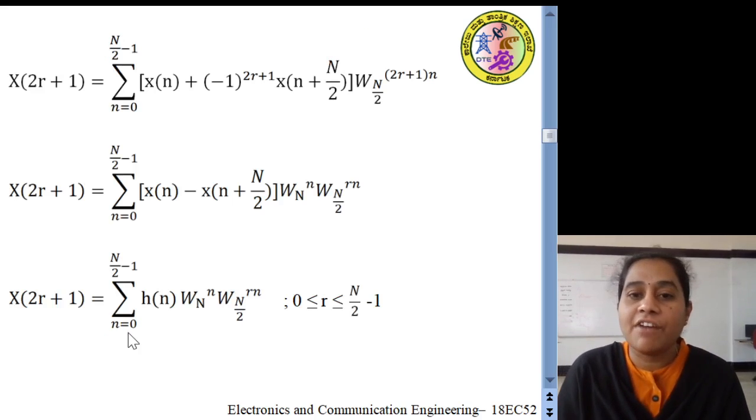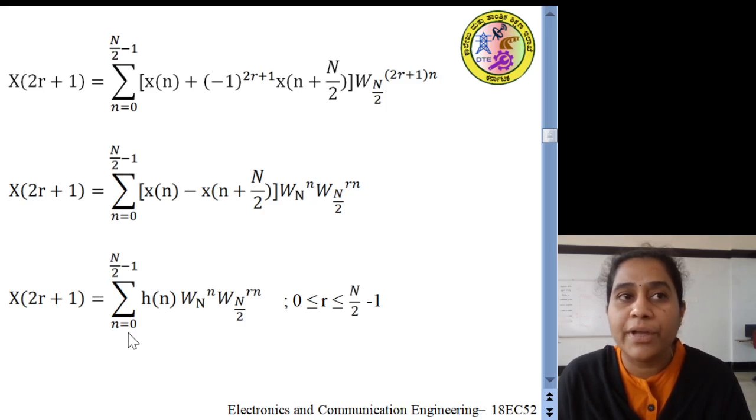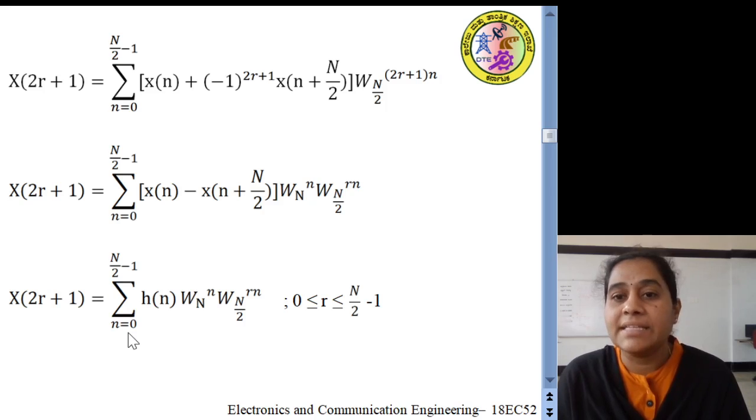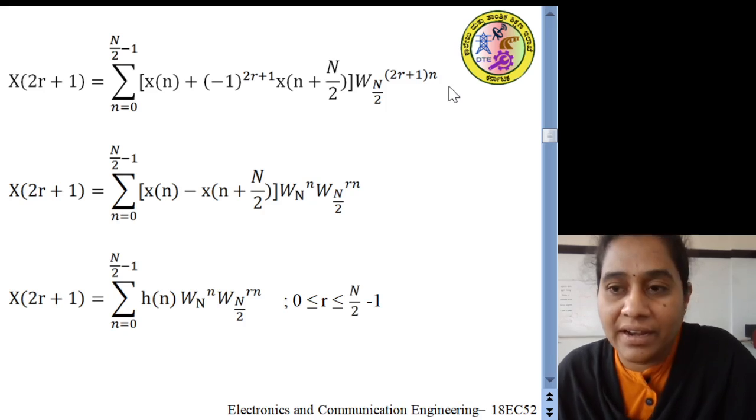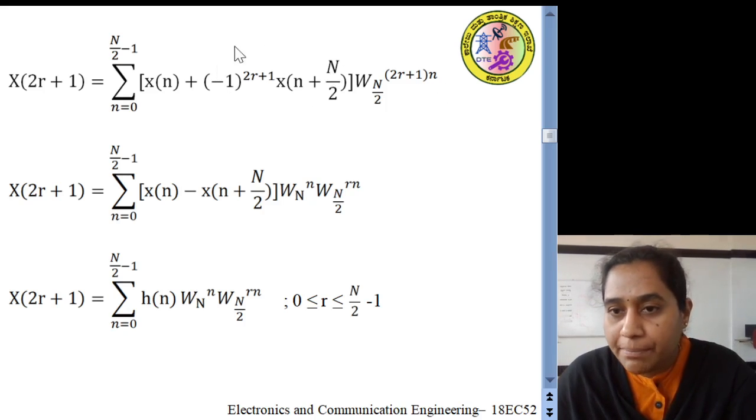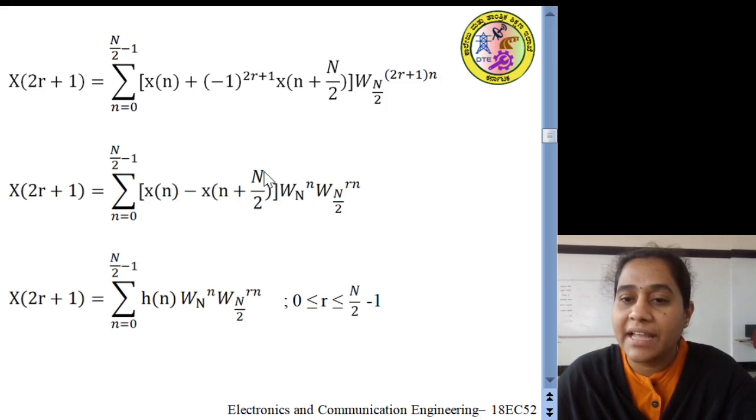Similarly, if we consider X of 2r plus 1, it is equal to summation n varying from 0 to N by 2 minus 1, x of n plus (minus 1) raised to the power of 2r plus 1, x of n plus N by 2, whole thing multiplied by WN raised to the power of (2r plus 1) into n. If we simplify this, we get summation n varying from 0 to N by 2 minus 1, x of n minus x of n plus N by 2, whole thing multiplied by WN raised to the power of n into WN by 2 raised to the power of rn.